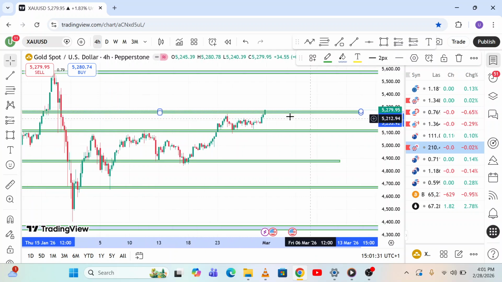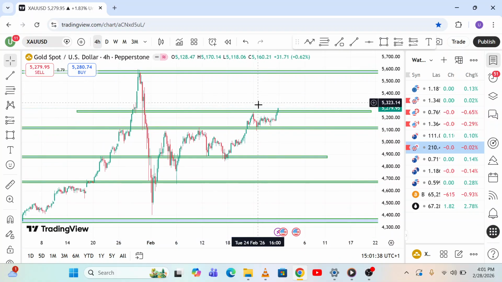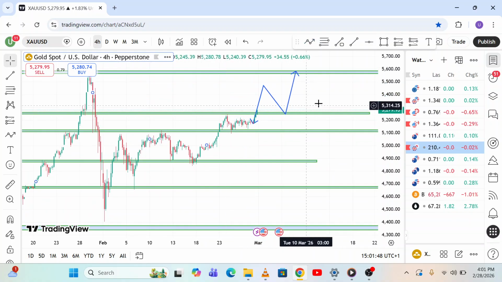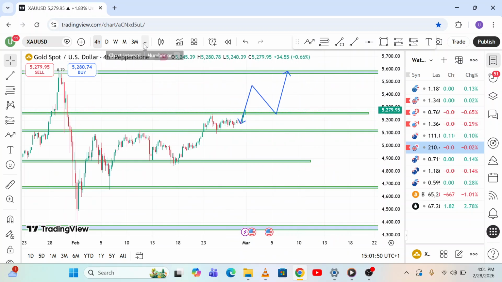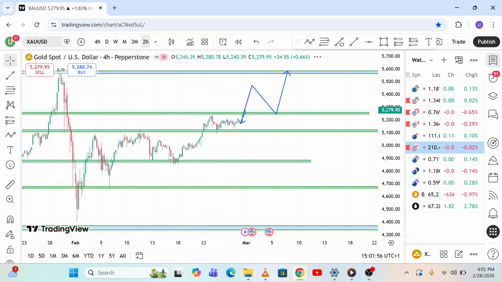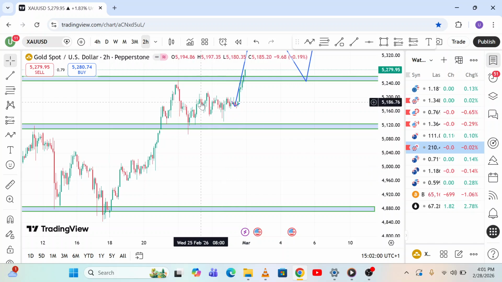But if you see clearly, the market can break this structure, and then come back here or pull back here to the test, so that you can step in, enter here for buying. Let's go in a lower time frame. Even though I don't like 1 hour, but for gold I can try to go in a 1 hour, but let's try for 2-hour time frame to see clear what's going on.